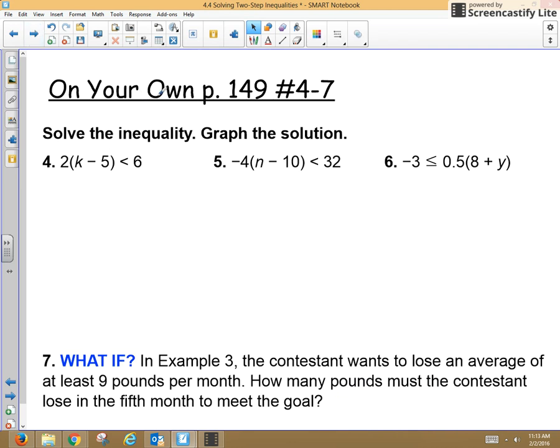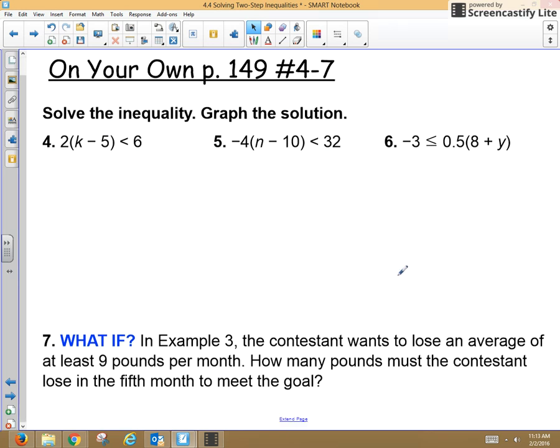Now I would like you to try on your own on page 149, numbers 4 through 7. On 4, 5, and 6, you need to solve by using the distributive property and then solve for the variable. And then on number 7, it's asking, what if she wanted to lose an average of 9 pounds instead of 8 pounds per month? How would this goal change? So go ahead and solve that.